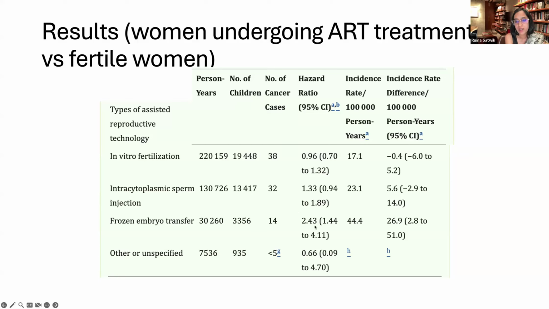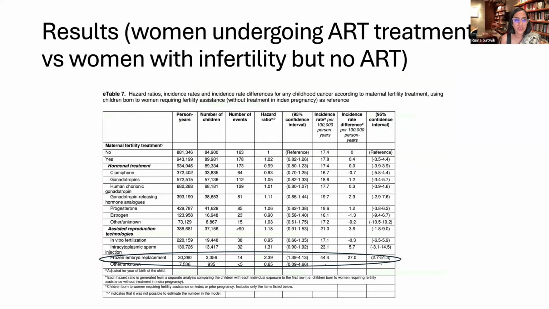hazard ratio figure, which is almost a 2.5 times increase in the risk of childhood cancer when a frozen embryo transfer is undertaken. Here, although you see 0.96, 1.33, this is not high enough. It's not significant enough. So we'll just let that be. Okay. So this is how you interpret hazard ratio, incidence rates.